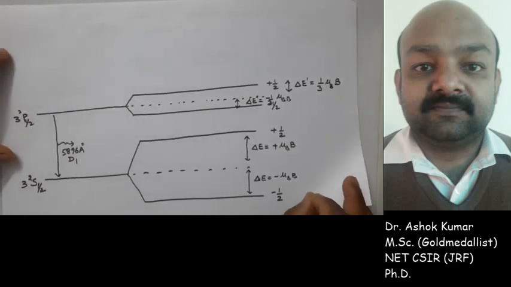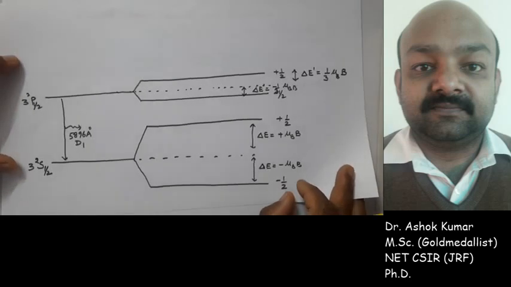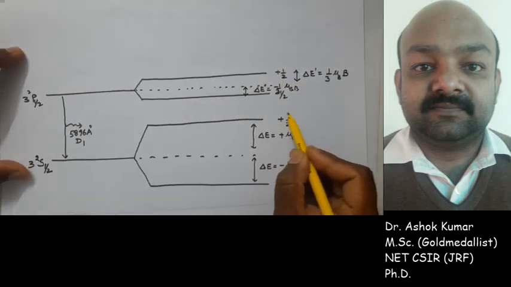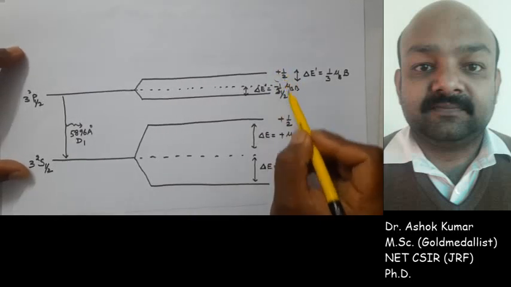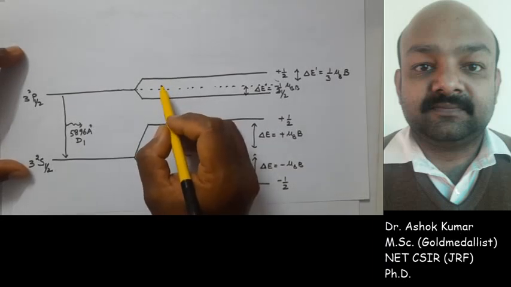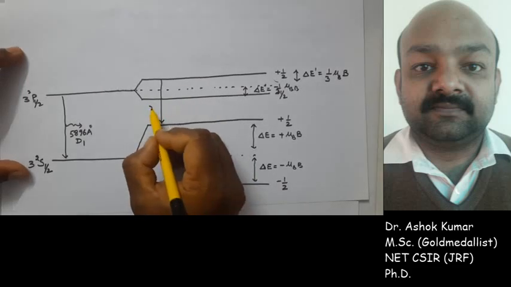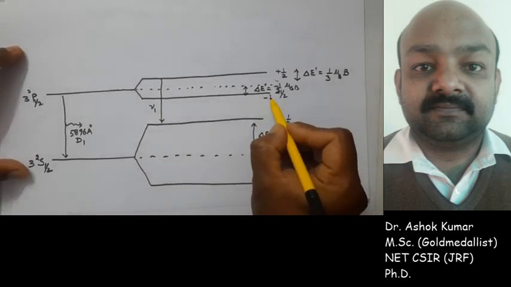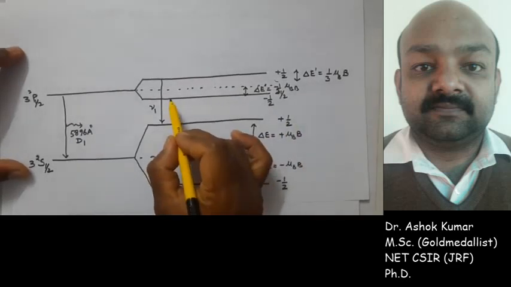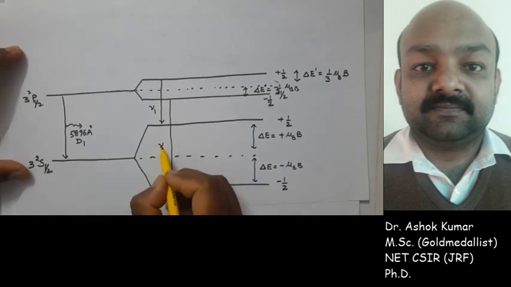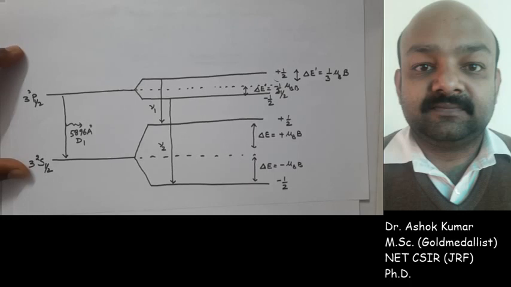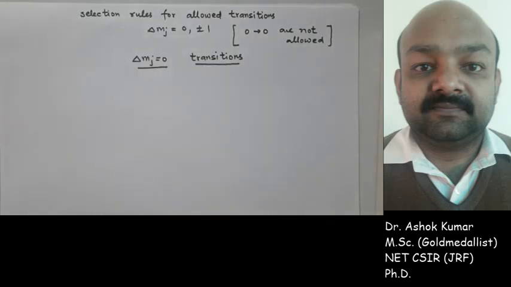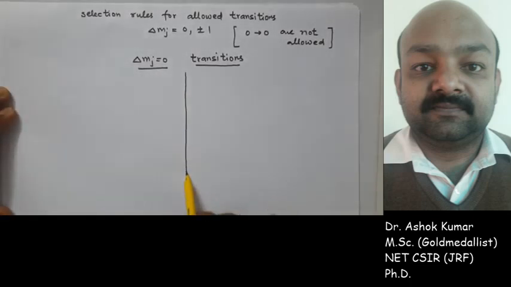Back to the energy levels, the transitions with delta Mj 0 are from mj value 1/2 to 1/2. So this transition is the first transition, and we will calculate the frequency for this. This mj value is minus half, and here the value is also minus half. So this transition is again delta Mj 0. This is the second transition. We will calculate these two transitions under the selection rule delta Mj 0. I mark a line here.